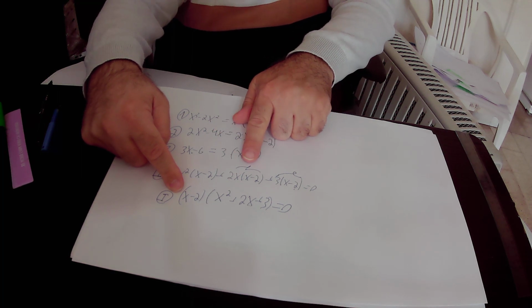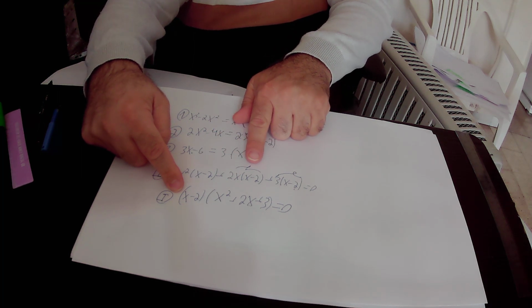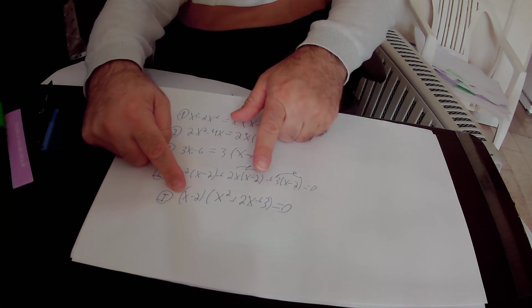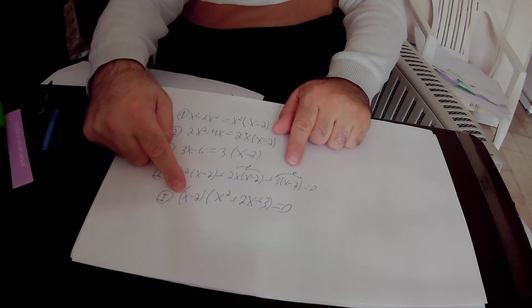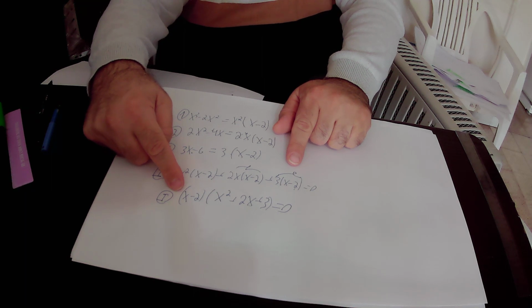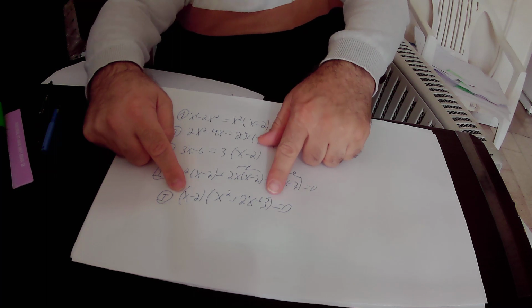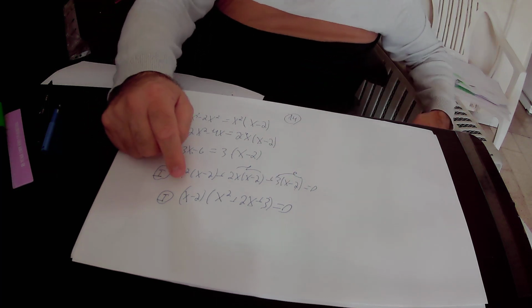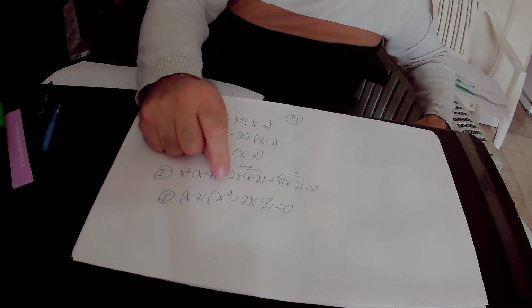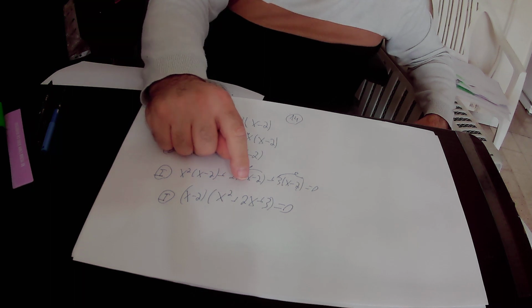And what is left from 2x times x minus 2 after we took x minus 2 as a common factor? What is left? It is actually 2x. And what is left from 3 times x minus 2 after we took x minus 2 as a common factor? What is left? It is actually 3. So in total we got that x minus 2 times x squared plus 2x plus 3 equals 0.